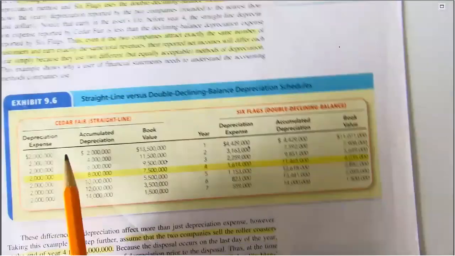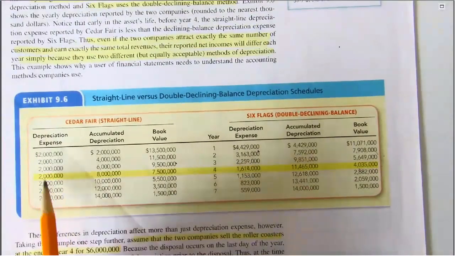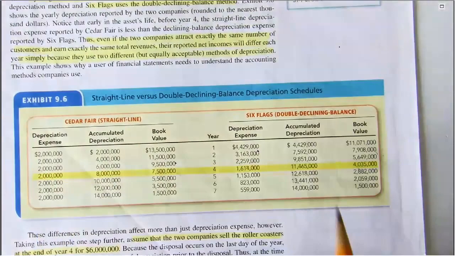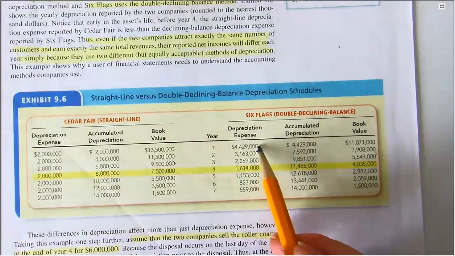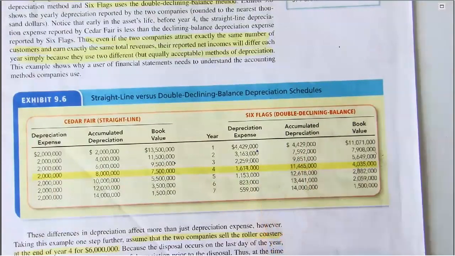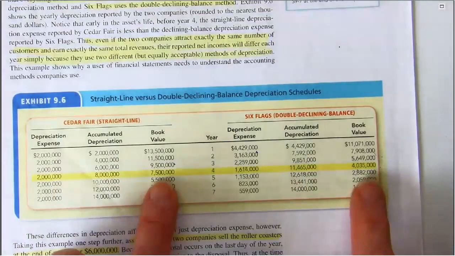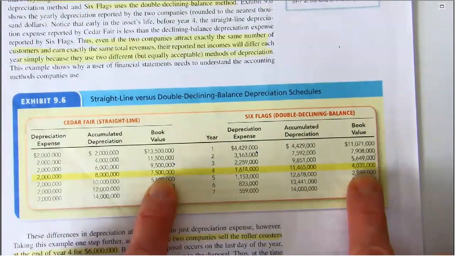Straight line, when we calculate straight line, it's the same amount every year. When we calculate double declining balance, it starts out really high just because of the formula. So what it's worth on your books at the same point in time is very different just because you used a different formula to calculate depreciation. That's it.